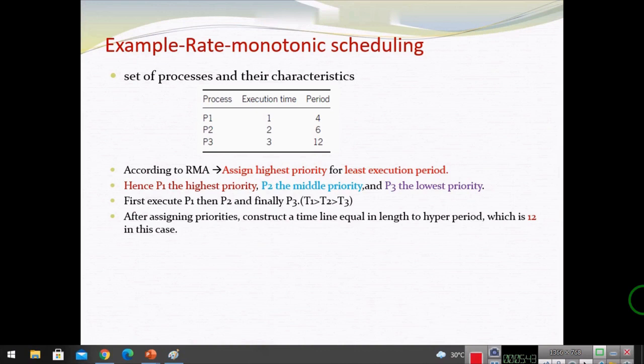Okay. So based on the RMA scheme, we have to assign the highest priority to the least execution period. Obviously, among the three processes, P1 has the execution period 4, P2 will be 6, and P3 will be 12. So how do we assign the priority? P1 has the smallest period, so it takes the highest priority. Then P2 is the second priority, and P3 will be the last priority, that is the lowest one. Okay, so for that you can assign the times also, T1, T2 as well as T3.